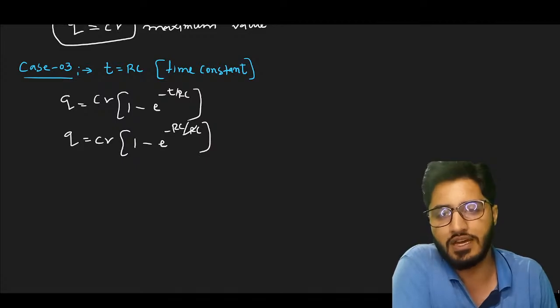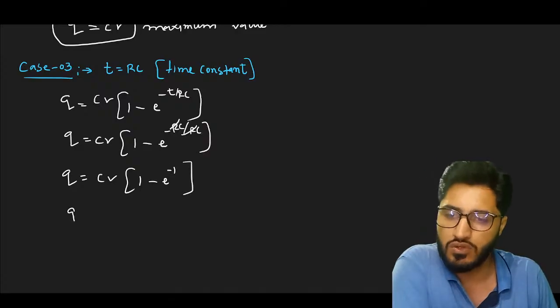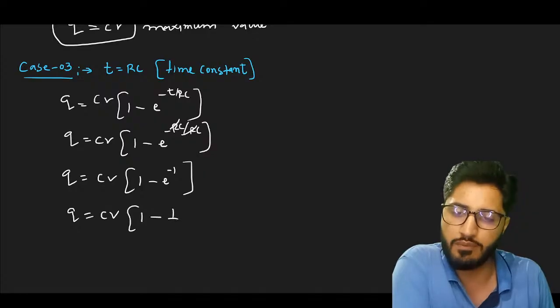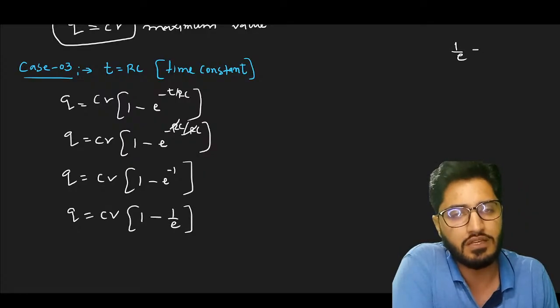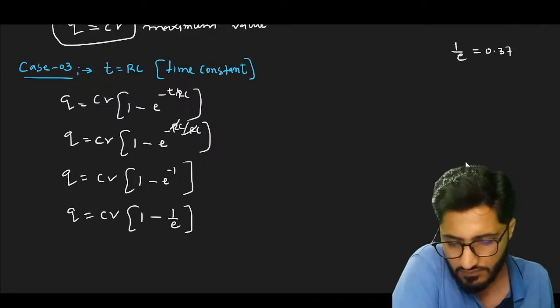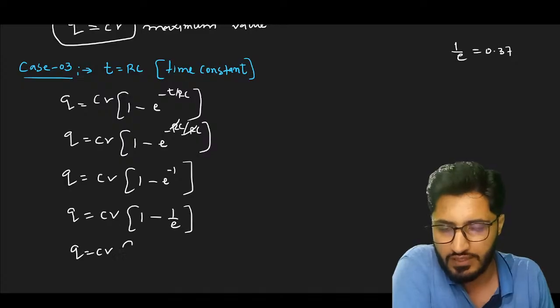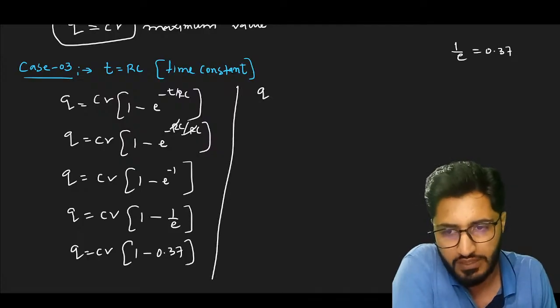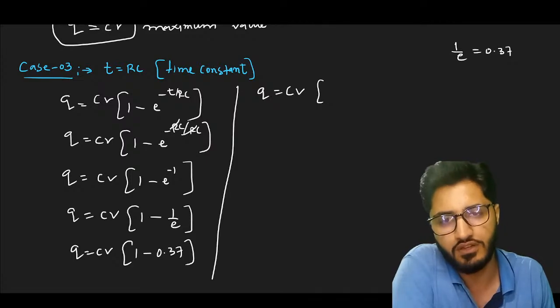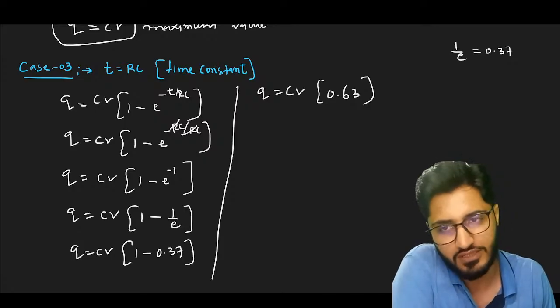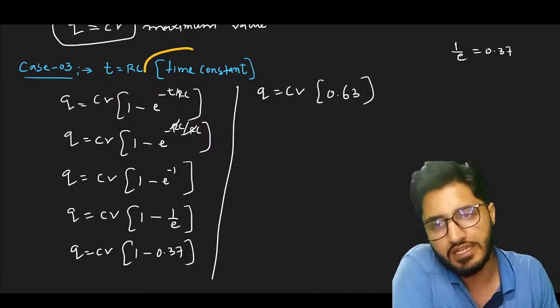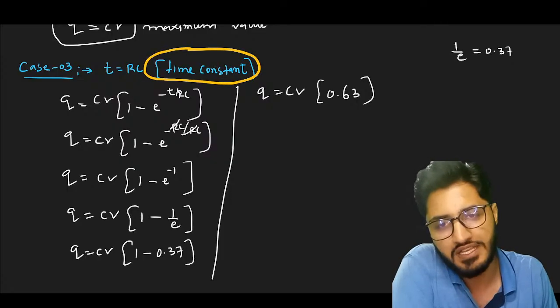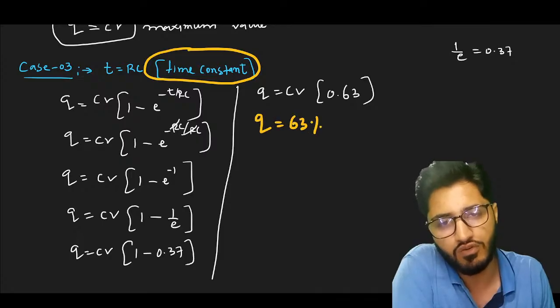So look, RC cancels out. So I can write Q equals CV (1 minus e^(-1)). So Q equals CV, I will write (1 minus 1/e). Do you know what is the value of 1/e? 0.37, no? Something like that. So I can write Q equals CV (1 minus 0.37). So my Q came out to be 0.63 CV, no? It is 0.63. Yes, that means my time constant is that much time at which my charge will be 63% of the maximum, or CE.